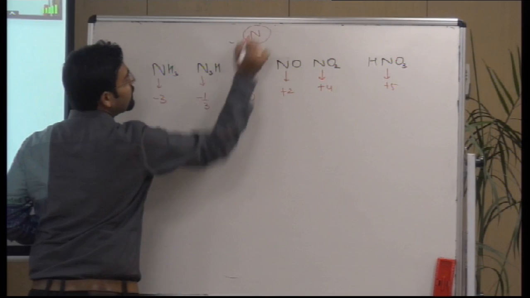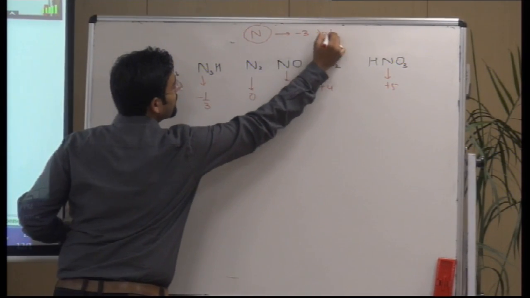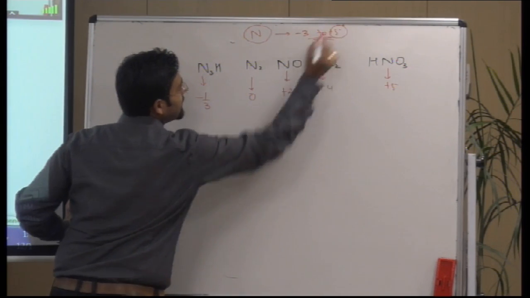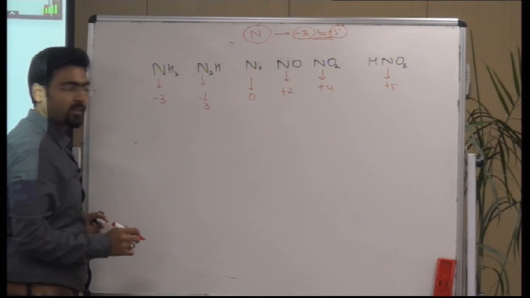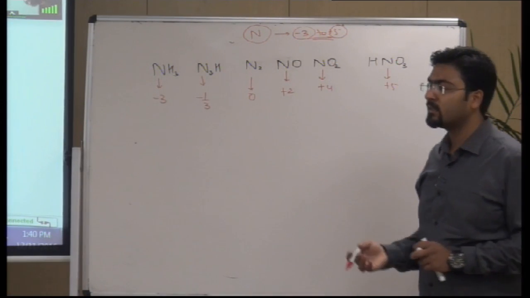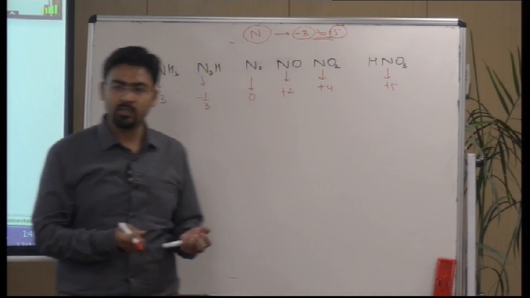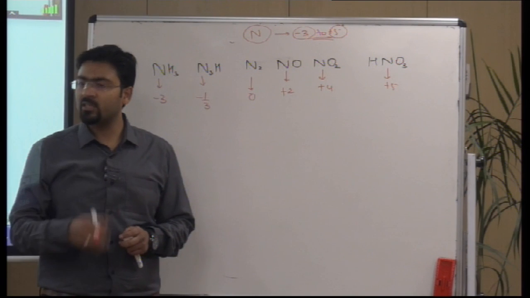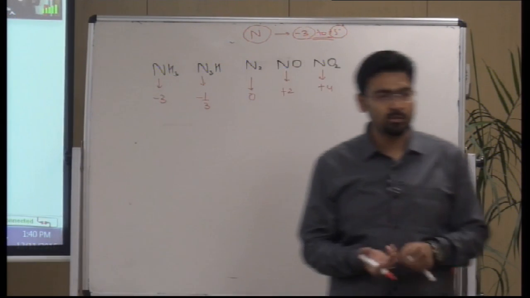What is the range of oxidation state of nitrogen? -3 to +5. So it cannot have any oxidation state higher than +5, and it cannot have any oxidation state lower than -3. Whenever oxidation state increases, oxidation happens. Whenever oxidation state decreases, reduction happens. The substance undergoing oxidation is functioning as a reducing agent. The substance undergoing reduction is functioning as an oxidizing agent.